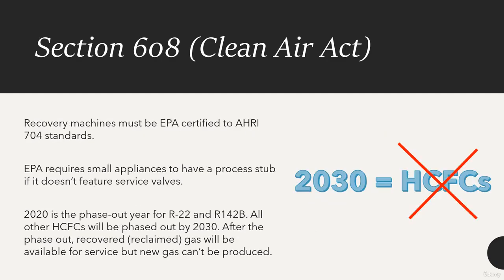Refrigerant recovery machines must be certified to the AHRI 704 standards. The EPA requires small appliances to have a process stub if it doesn't have service valves. 2020 is the phase-out year for R22, which has already happened, and also R142B. All other HCFCs will be phased out by 2030. After the phase-out, recovered or reclaimed gas will be available for service, but new gas can't be produced.